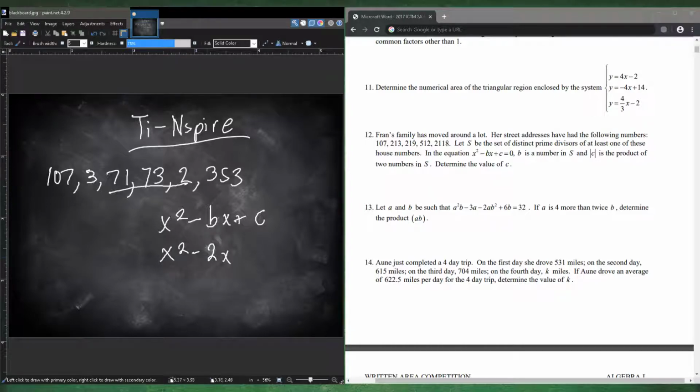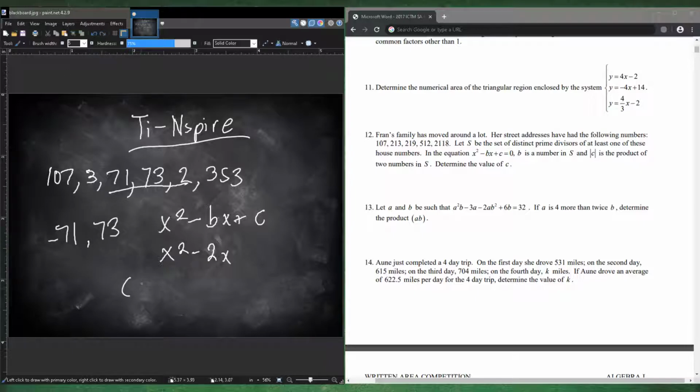Since we're subtracting a number, we can't have both positive, right? Because if it's both positive, it would be 73 plus 71 plus 73, which doesn't work because we need to get a 2, right? That doesn't equal 2. So it's going to be a 73 and negative 73 and 71. Or actually a negative 71 and a 73, right?